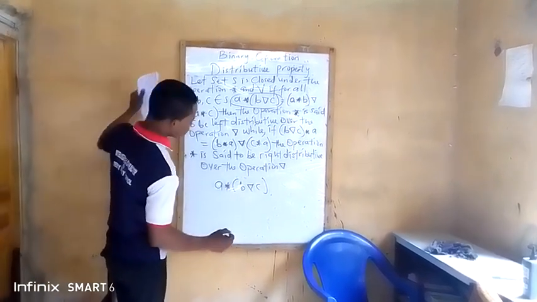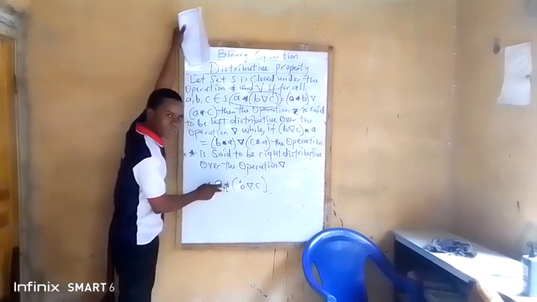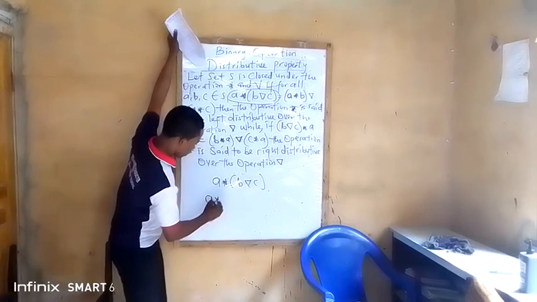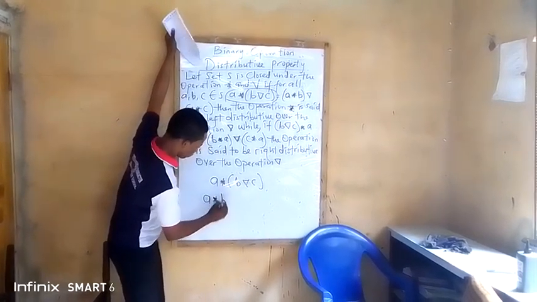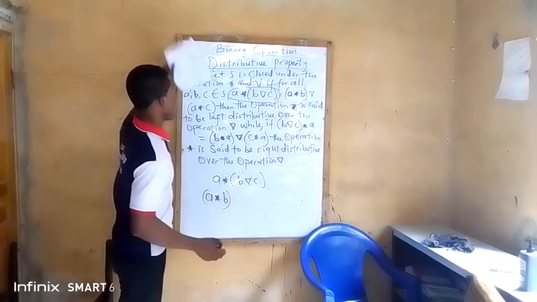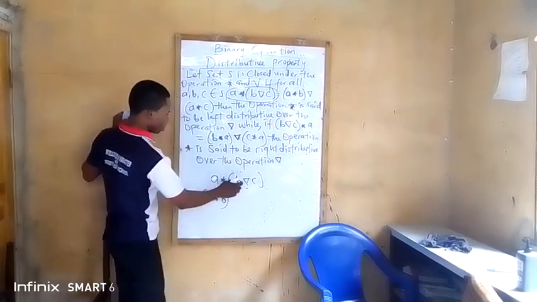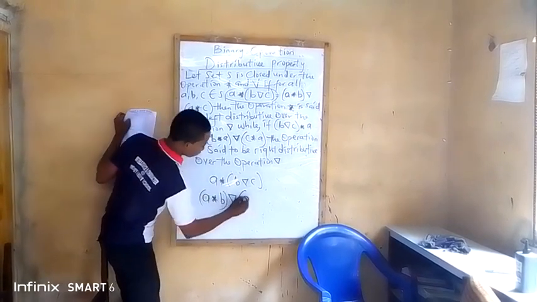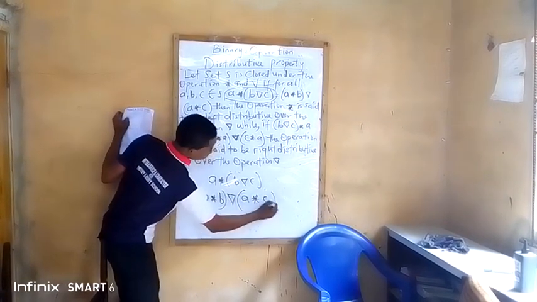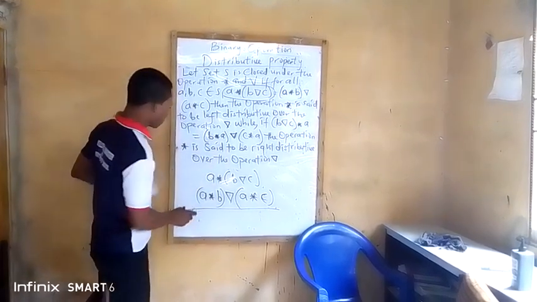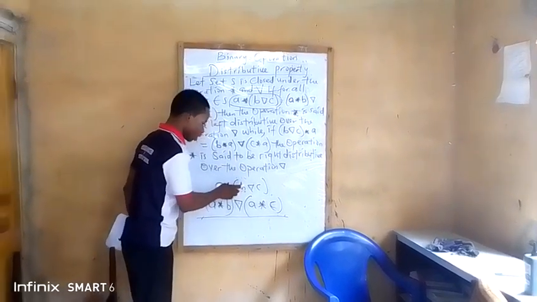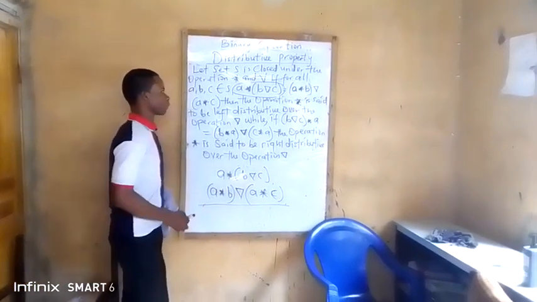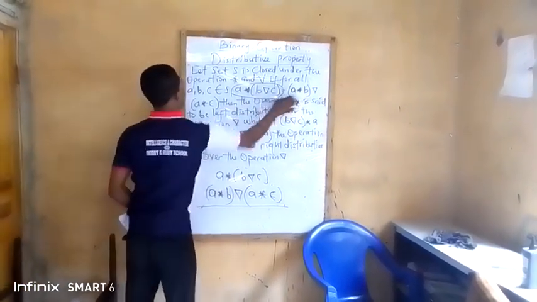When they say it is distributive, that means this asterisk is distributive over this and this. How will you write it? A asterisk B, close the bracket, as you can see there, A asterisk B for all, open another bracket, A asterisk C. That means this one is distributive over the B and also over the C, and this one is going to be at the center. That is what I put there.